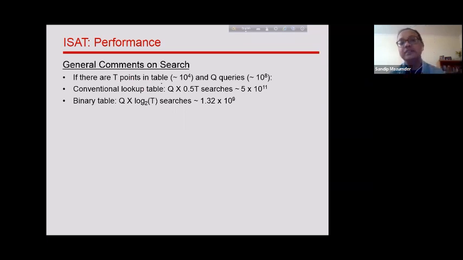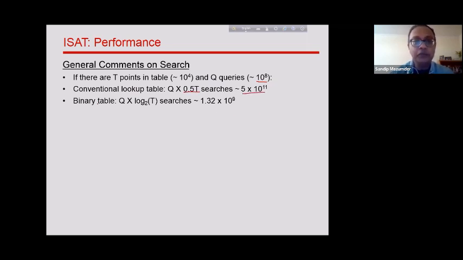If there are key points in the table, let's say, just making up some number, 10 to the power 4, and Q queries, and I'm making these numbers large, many queries. With a conventional lookup table, and I'm talking about a one-dimensional table now, you would have to search at least half the table. So for each query, you would search half the table, and that would give you that many searches.